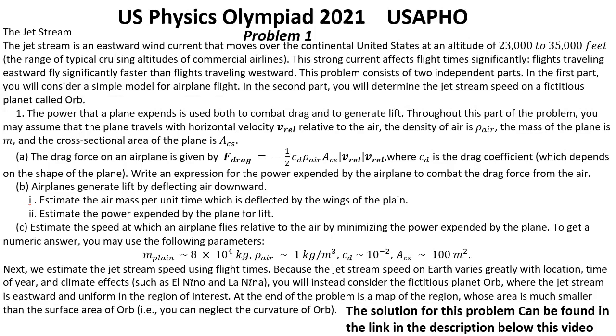US Physics Olympiad year 2021. USAPHO final round. This year all competition was held in one day. There were given 3 big problems with many questions, so it was given 5 hours for all day.